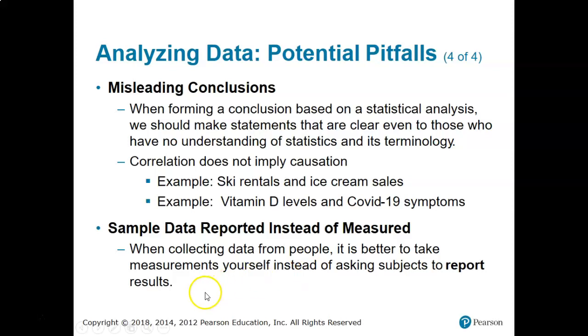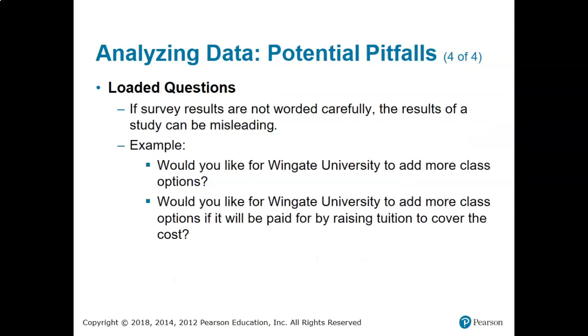So other examples might be people's IQ or their height, how much they make, any kind of thing where people might have a reason to fabricate or lie about things would be an example of where you need to not have people self-reporting and actually go ahead and measure for yourself. Okay, loaded questions is another example of a potential pitfall that you can encounter here.